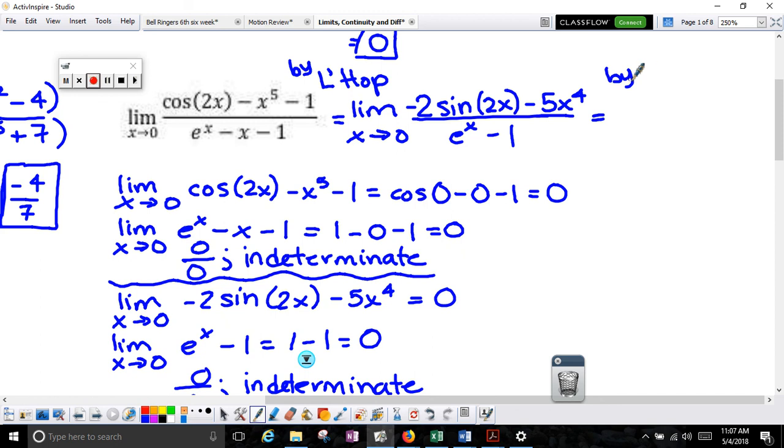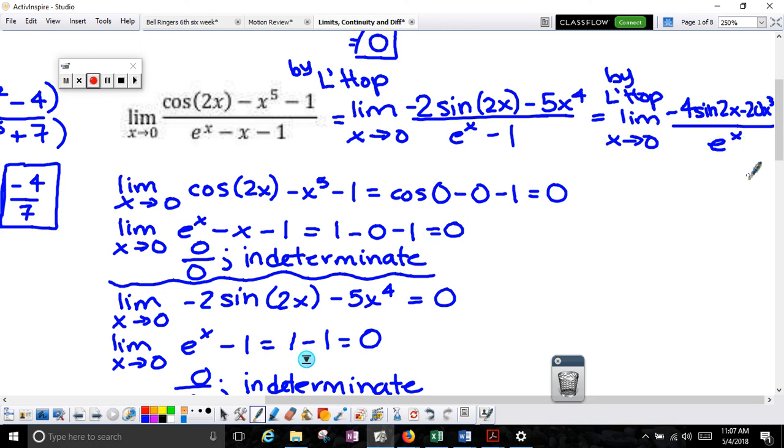So I'm going to use L'Hopital's rule again. Make sure that you rewrite limit as x approaches 0 each time. Okay, we are going to do chain rule again. And when I do chain rule again, I end up with -4 sine of 2x. And then back here using the power rule, 20x cubed. In the denominator, I have just left e to the x.